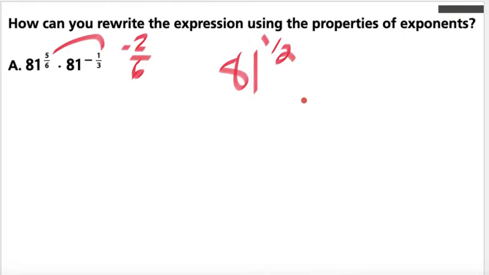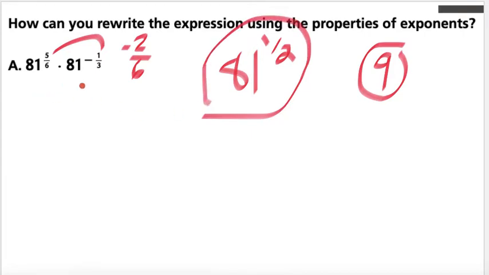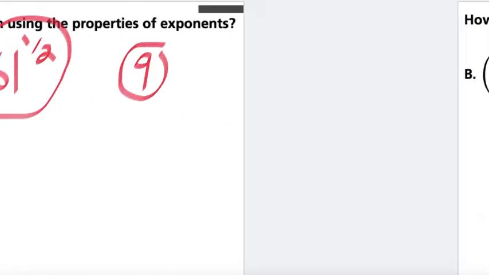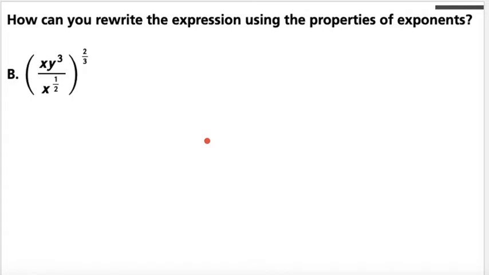The 1/2 means the square root, so the square root of 81 is 9. If I just wrote 9, that wouldn't really be showing that I used the properties of exponents, so that's why I wrote it like this first. Otherwise, you could just type that in. All right, what's next? How can you rewrite these using the properties of exponents?